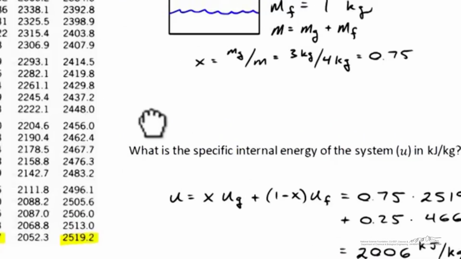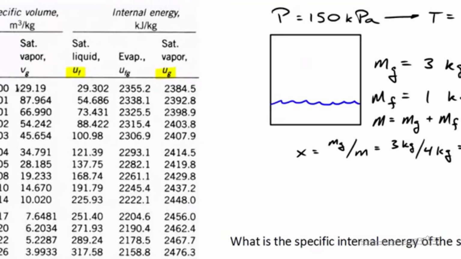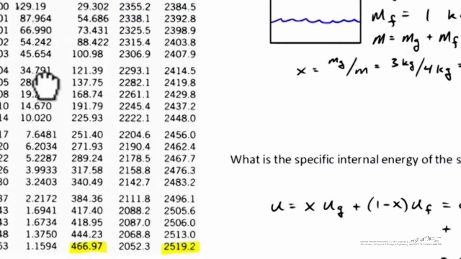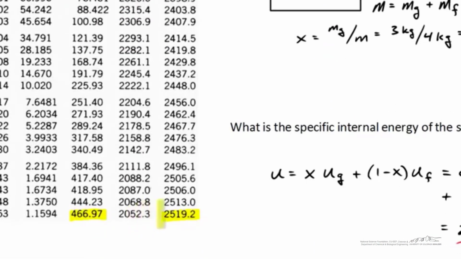Another way to do this would be to use this third column, which is u_fg. It represents the internal energy change between the liquid state and the vapor state, or going from the fluid to the gas. And each one of these numbers in this column represents the difference between this column and this column. So in this case, 2384.5 minus 29.302 is equal to 2355.2, and so on as we go down. So let's keep that in mind. So here are the two values for internal energy, the vapor and the liquid, and here's the internal energy change between the liquid and the vapor.